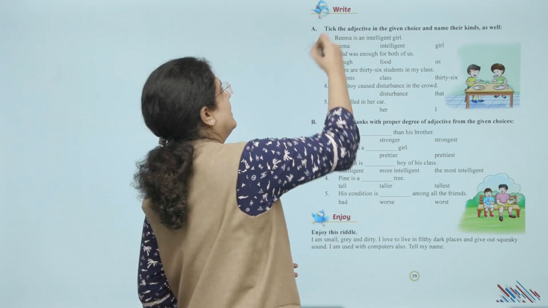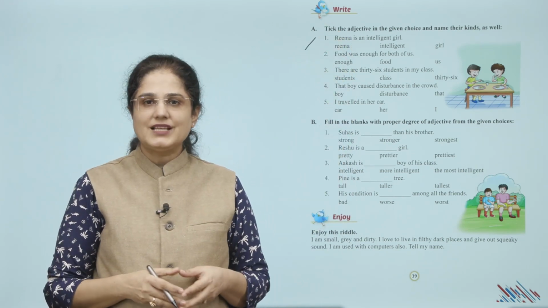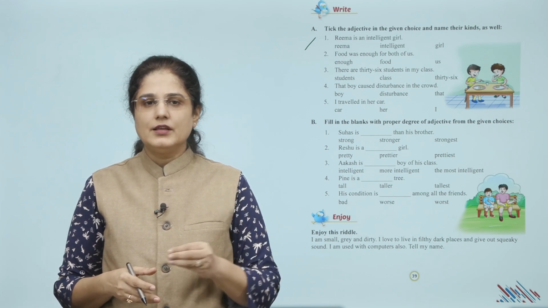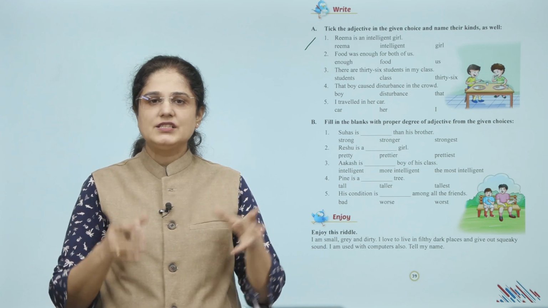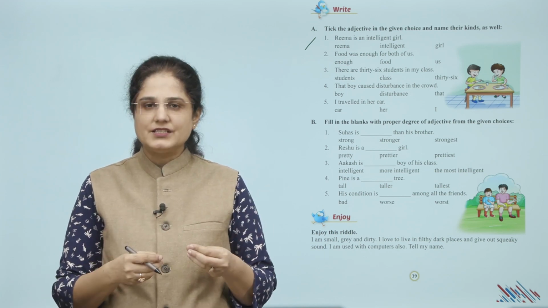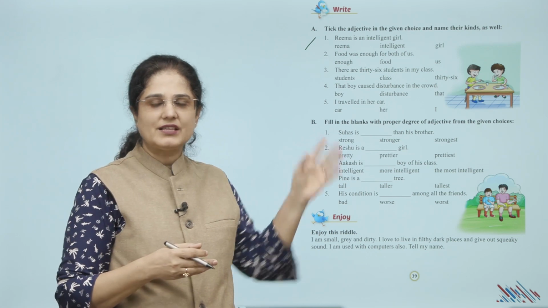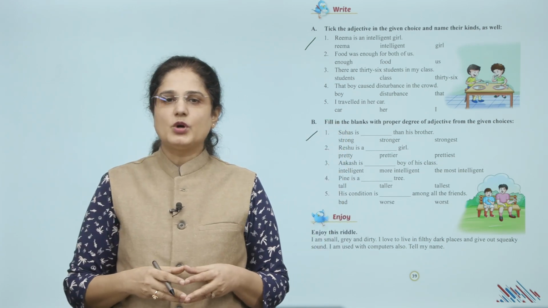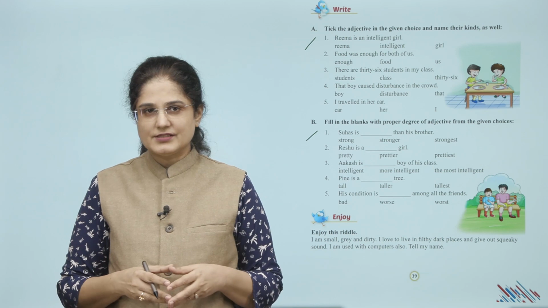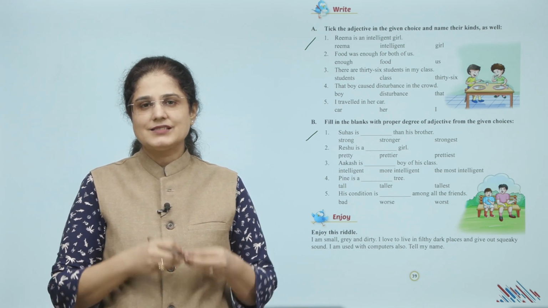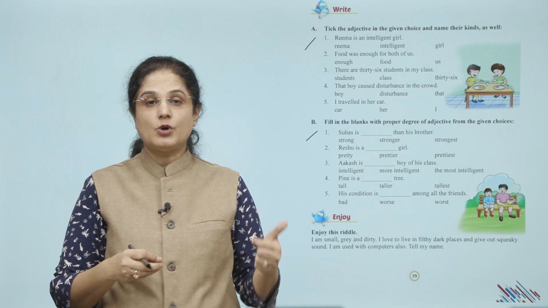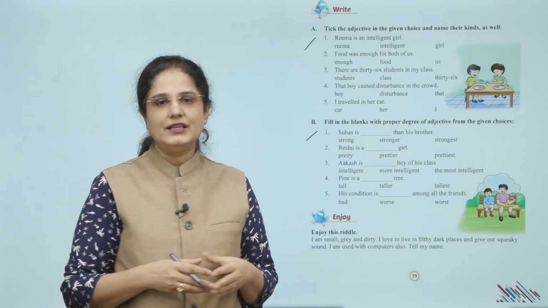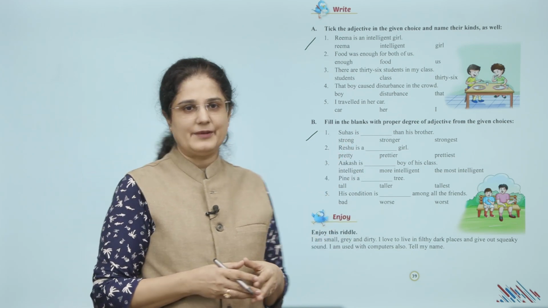Let's write. Take the adjective in the given choice and name their kinds as well. So first one is Reema is an intelligent girl. Identify the adjective and its kind. Similarly, do the same for the remaining sentences. Then fill in the blanks with proper degree of adjective from the given choices. So first one is Suhas is dash than his brother. Strong, stronger, strongest. Write your best answer here, and do the other sentences similarly.